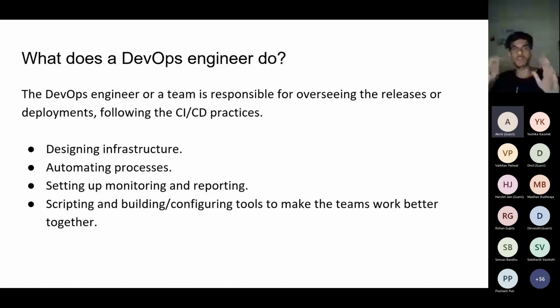A DevOps engineer should know where to deploy, how to automate processes, like how to make sure that whenever the code runs, some kind of workflow happens and then it is automatically integrated or deployed somewhere, right? That is a part of a DevOps engineer's job.